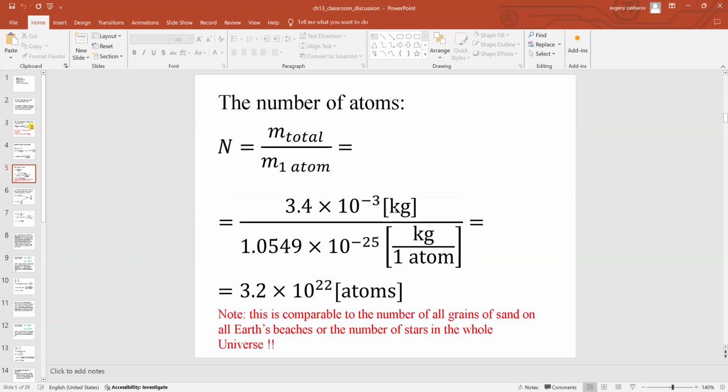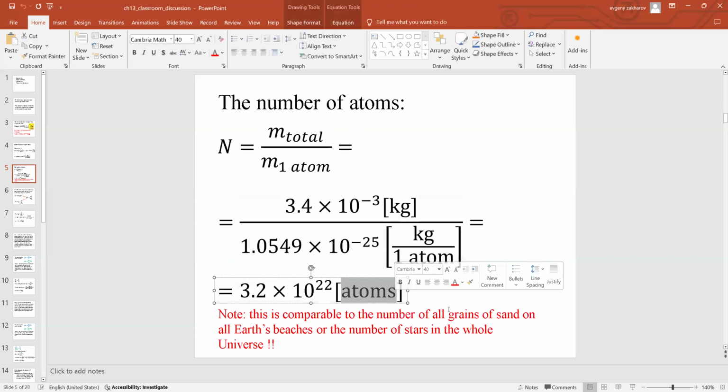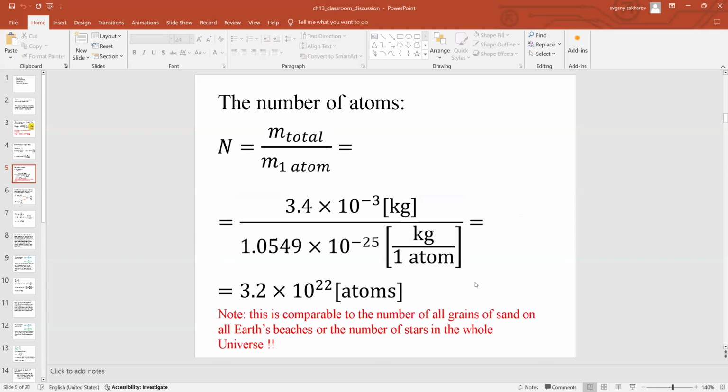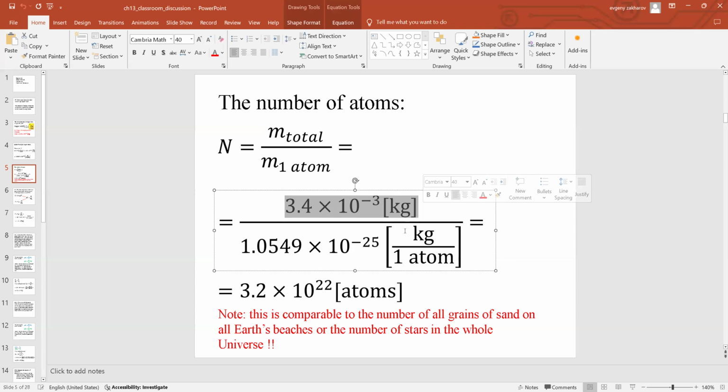So kilograms will cancel and you'll be left with the number of atoms. That's literally what we just described. This is the money that you have in hand. This is the price of one ice cream. How many ice creams can you buy? You just divide the money, say $5, and ice cream costs $1. How many ice creams? It's 5 divided by 1, and you get 5 ice creams.